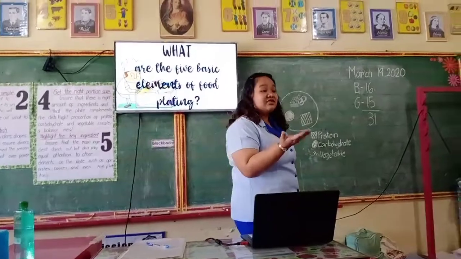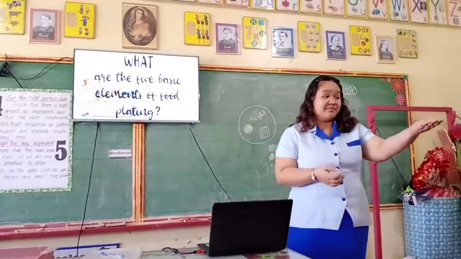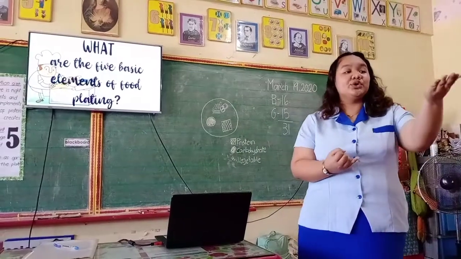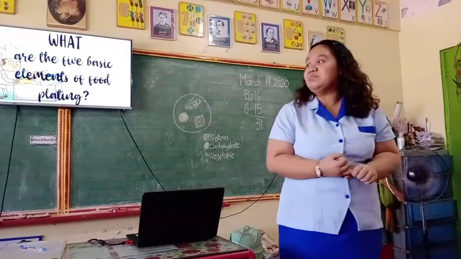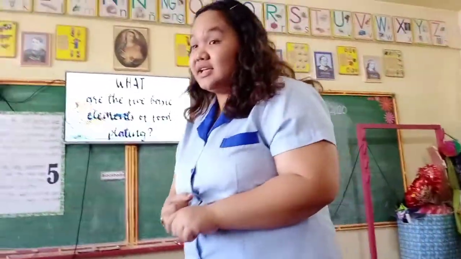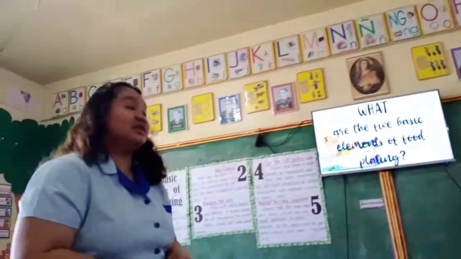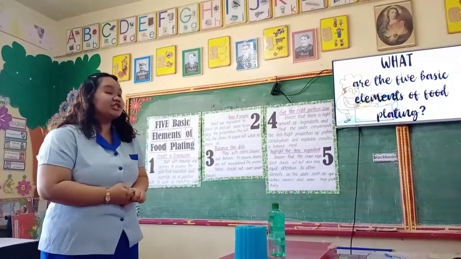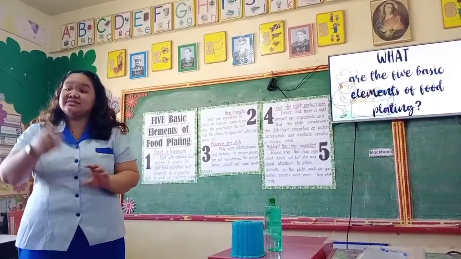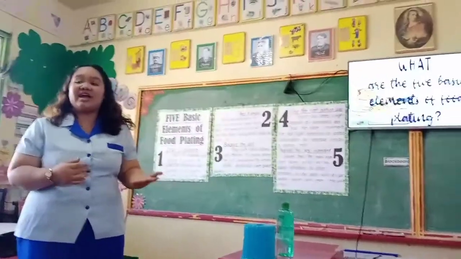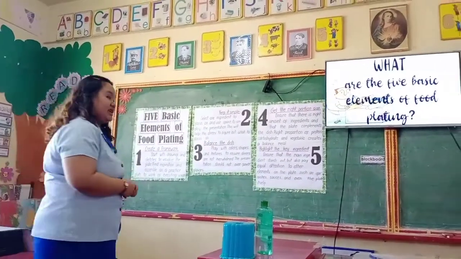Can anyone please give me one? Okay. Create a framework. Number 2. Keep it simple. Okay. Number 3. Balance the dish. Number 4. Yes. Get the right portion size. And the last, highlight the key ingredients. So those are the 5 basic elements of food plating.